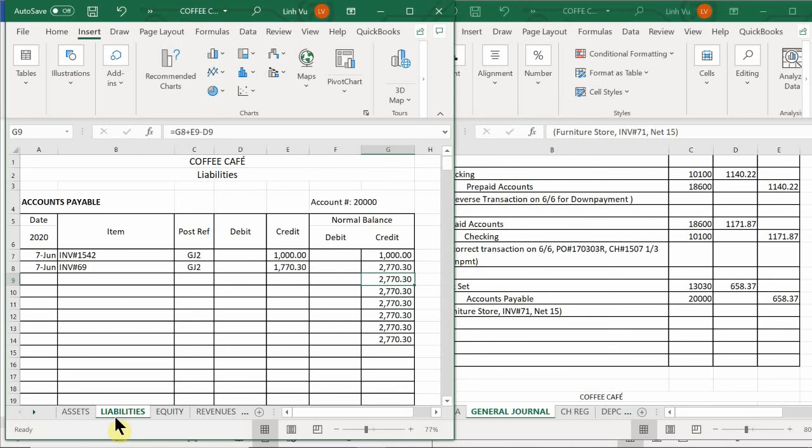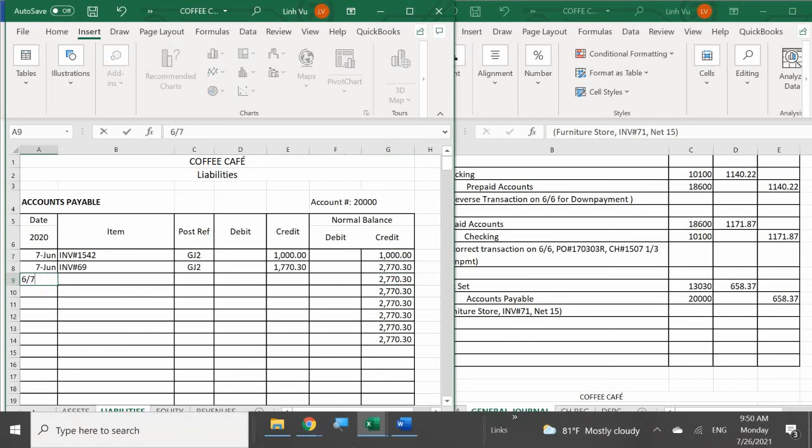Then we have another liability. So once again, I'm increasing the amount of money that I owe. This time, this is invoice number 71. Same page. And this time, we're going to increase it by $658.37, which should then increase my accounts payable to now be $3,428.67.